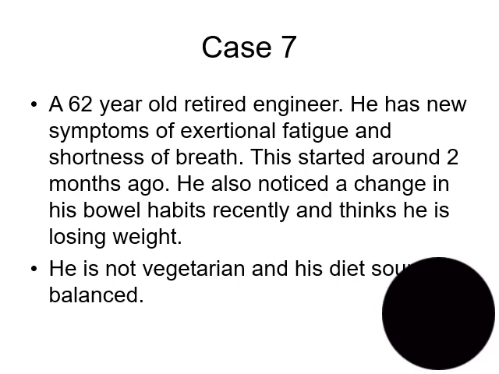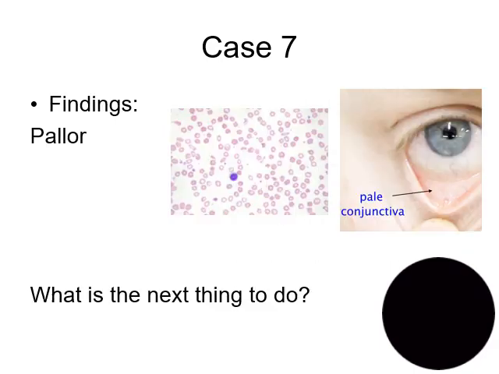He also noticed a change in his bowel habits recently and thinks he's losing weight. So probably this is the source, or the cause, of why he's losing iron, because the problem is in his bowels. They also tell us he's not vegetarian and his diet sounds balanced, so it's unlikely to be of dietary cause. This iron deficiency is likely to be secondary to a problem in his bowels.